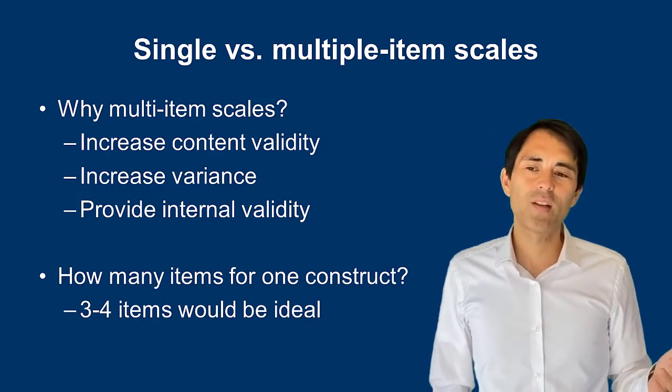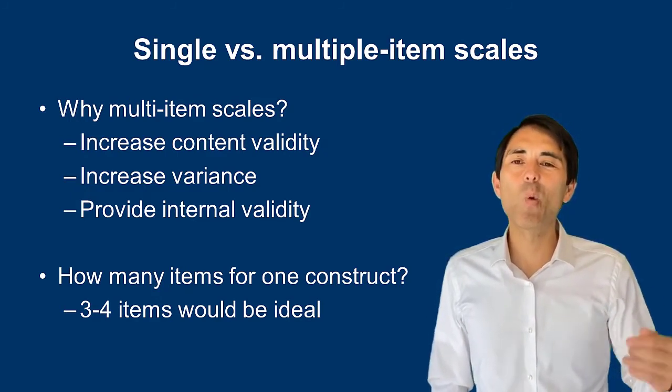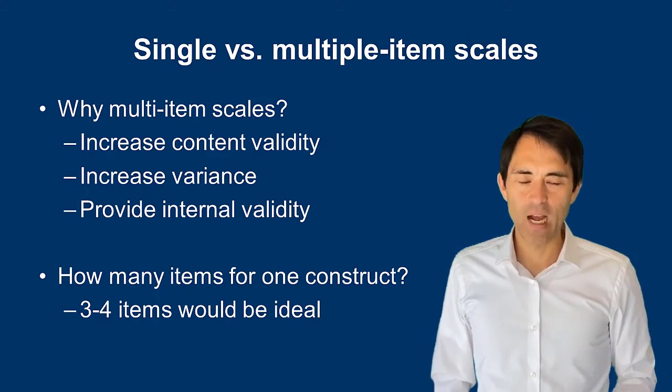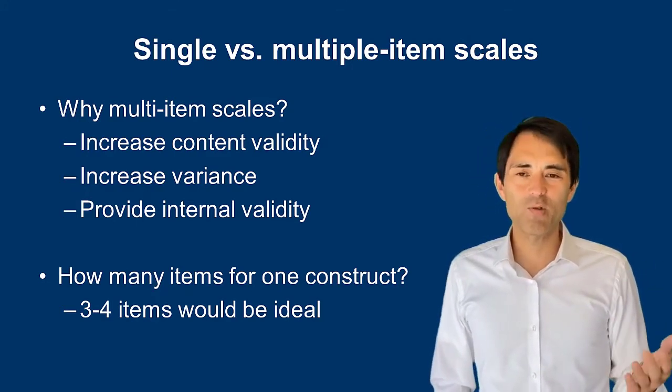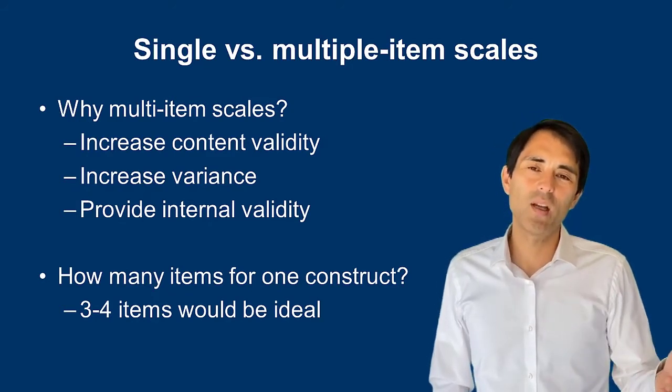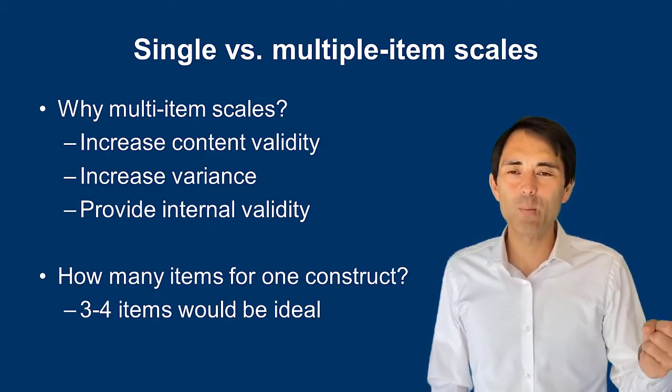Then the next question is, of course, how many items for one construct? If you ask me now, I would say 3 to 4 items is great, because sometimes the measure is not very reliable, not very valid.